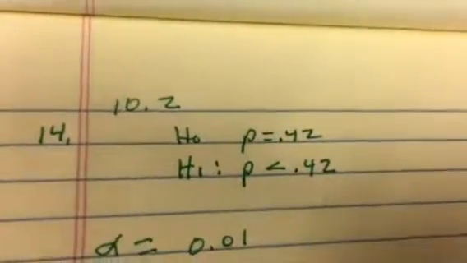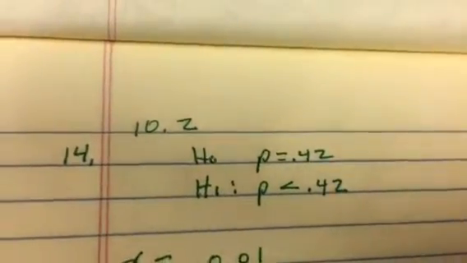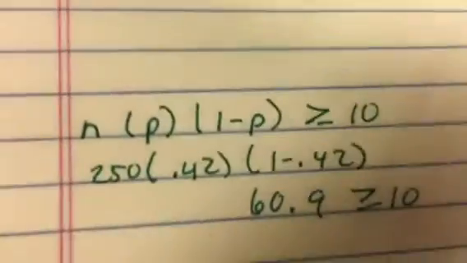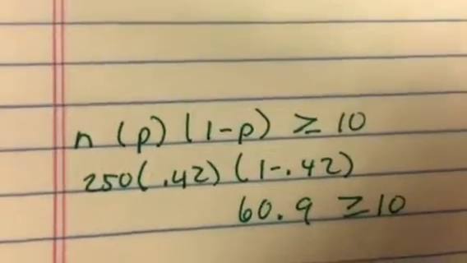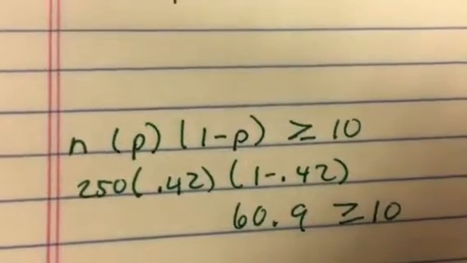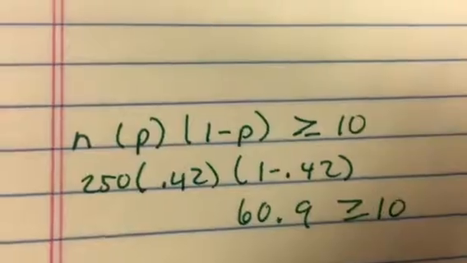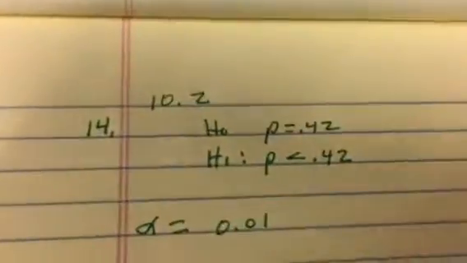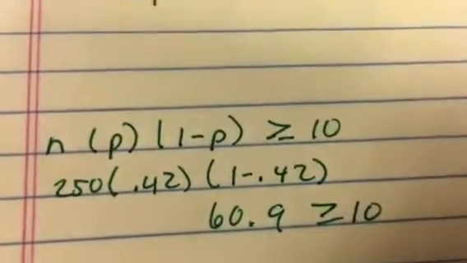Okay. And before we start this, and I forgot to say this in the last video, we need to test the variance to see if the variance is less than or equal to 10. And the formula is n times p times 1 minus p. So the n comes from our sample size of 250. The p comes from our hypothesis test of 0.42. And then we do 1 minus 0.42.